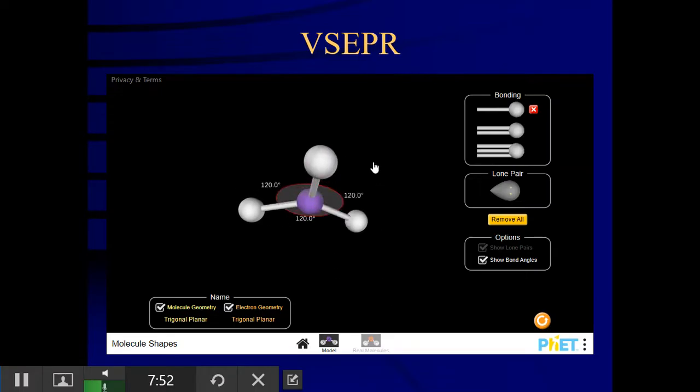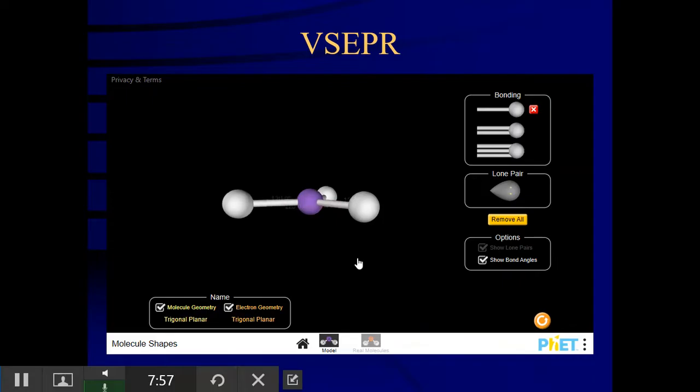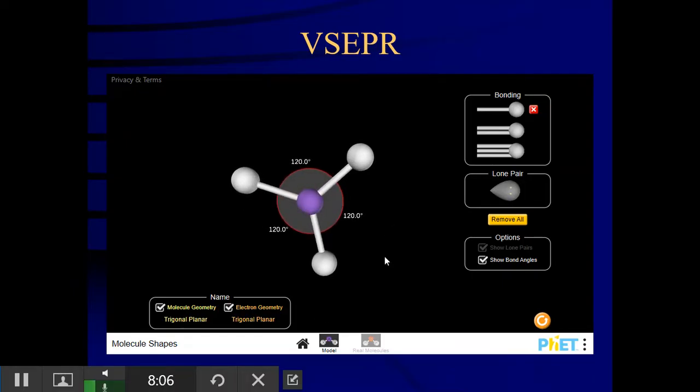Okay, this shape is called trigonal planar. Planar means flat. Okay, so if I turn it this way, it is absolutely flat. And when you get 3 bonds as far apart from each other as possible, they're going to have a bond angle of 120.